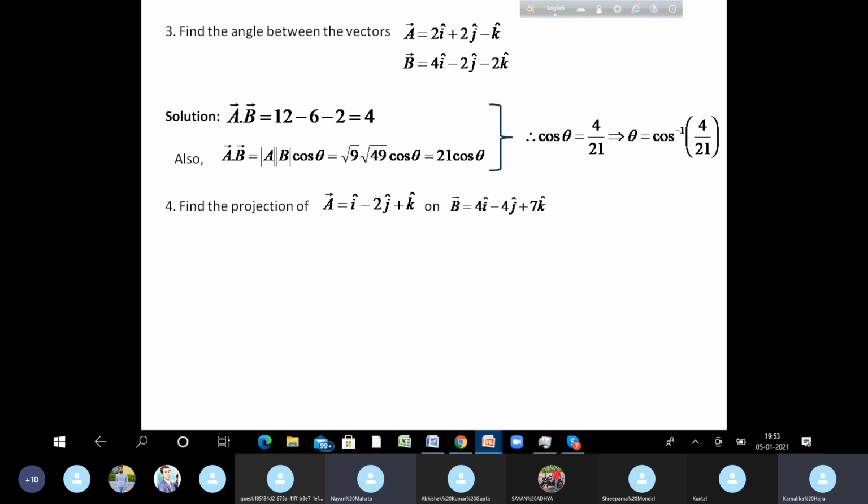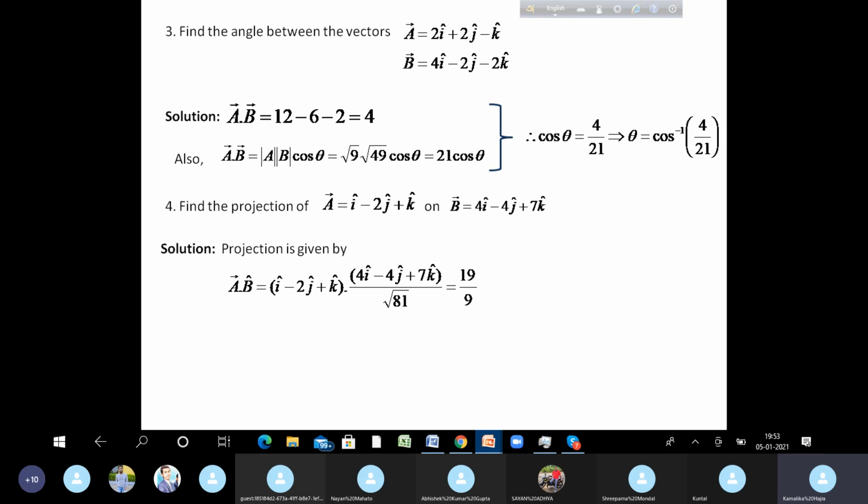All right. Another kind of problem is to find the projection of one vector on another. So you are given two vectors, and you are asked to find the projection of A on B. This is again a very simple problem. You just need to know the method. What will you do? You will take the dot product of A with the unit vector along B, not with B as it is.